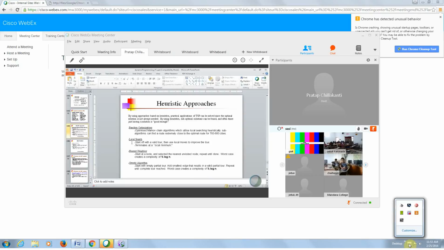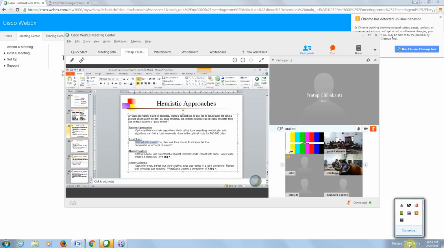Now, heuristic means it's seat of the pants, right? So you just come up with some idea and hack it. So you have a local search, meaning you start with a valid tour, then use some local moves to improve the tour. Now, nearest neighbor: find the nearest unvisited node. Almost like greedy, right? Whatever is the shortest path. It's almost like taking the shortest path. That is one, the nearest neighbor approach, and the greedy algorithm, of course.